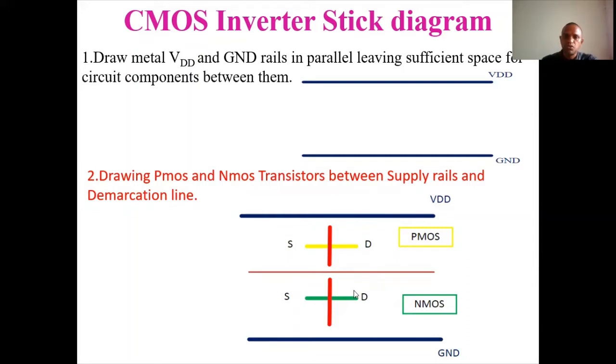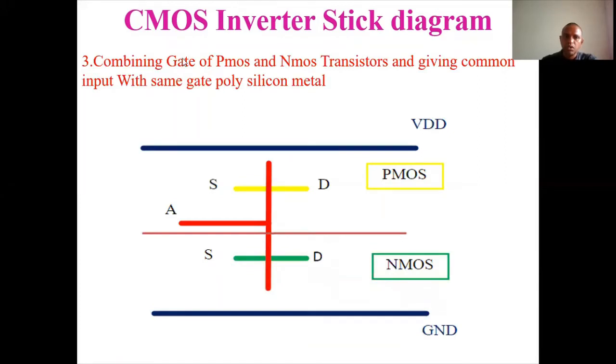Okay, so after that what we have to do here. Now combining the gate of PMOS and NMOS transistors and giving the common input with the same gate polysilicon. So what we are doing here, this one is the gate and this one is the gate. So I will draw here the CMOS inverter circuit so that it will be clear to you.